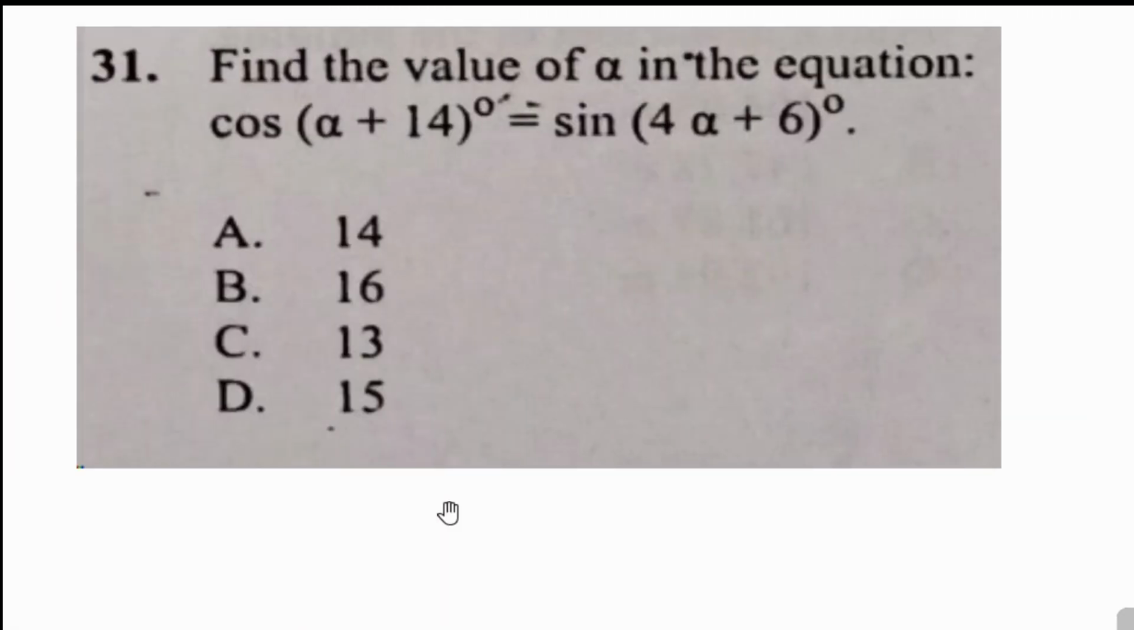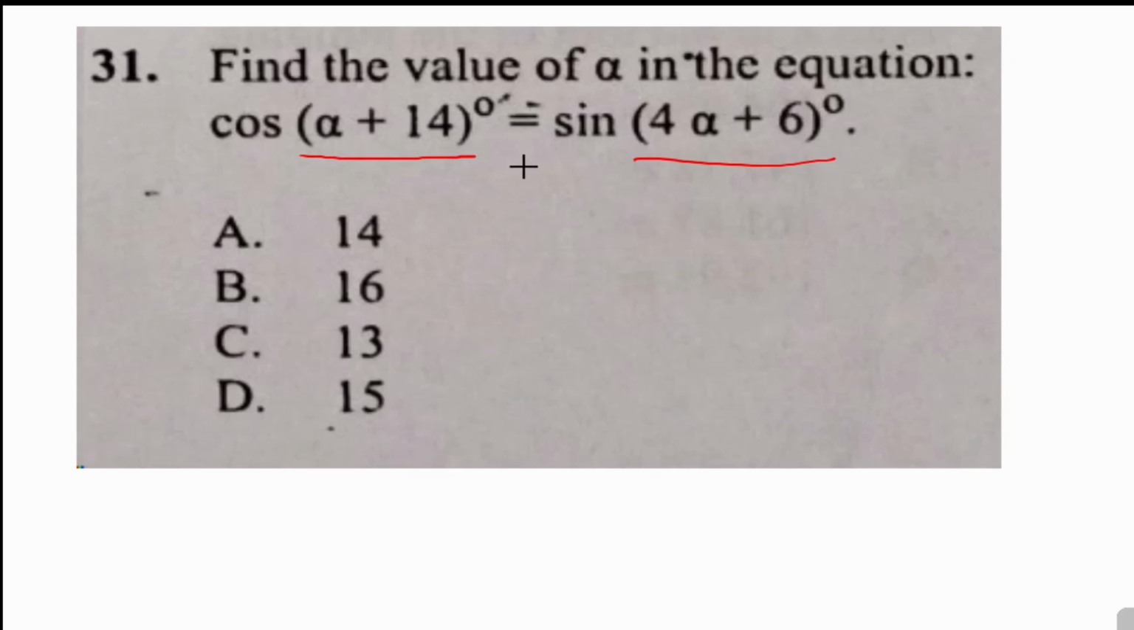So question 31 says find the value of alpha in the equation: the cos of alpha plus 14 degrees equals the sine of 4 alpha plus 6 degrees. There are a number of ways we can solve this, but I'm going to use two. And the first one, which is the shortest way of solving, is that we need to know this from trigonometry, that if the cos of a number equals the sine of another number, then it means that the two numbers are complementary, meaning that when you add them, you get 90 degrees.